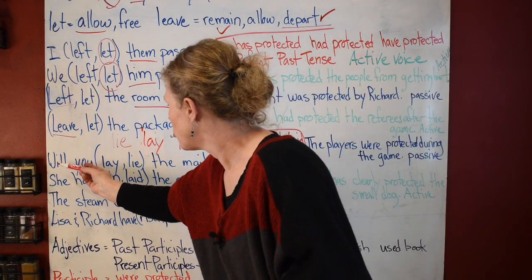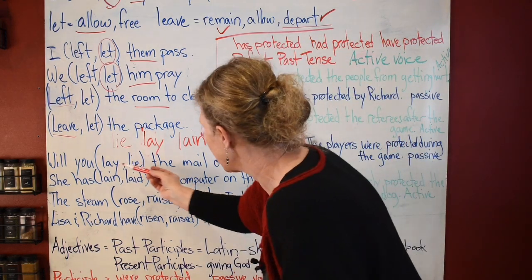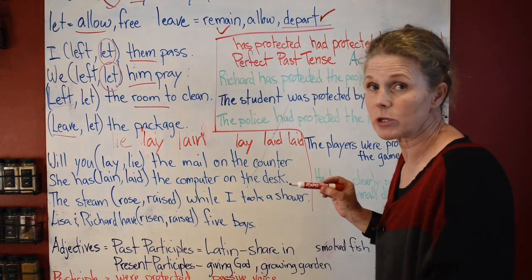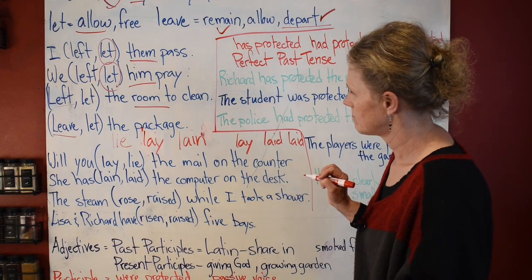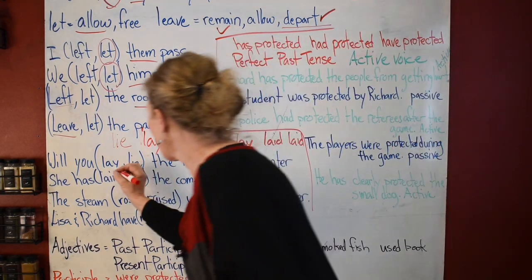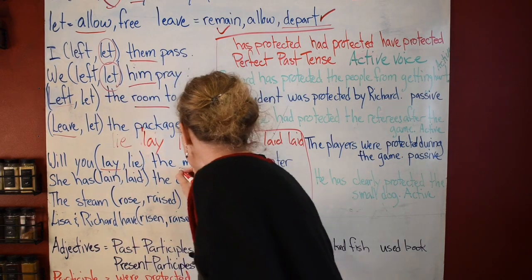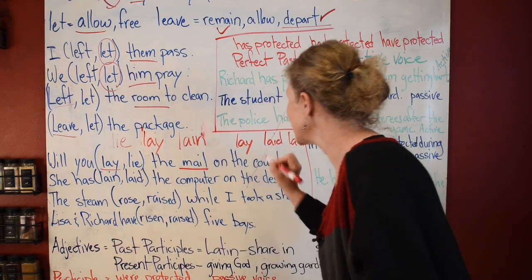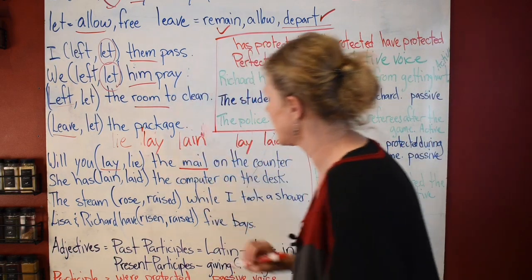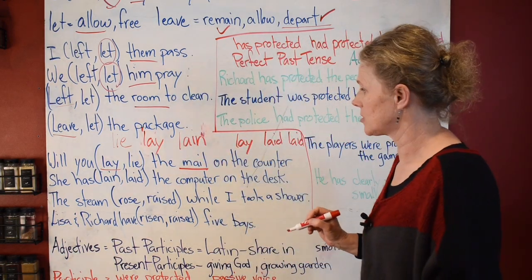So, will you lay or lie the mail on the counter? Which one are we going to do? Lay. We are going to do lay. It takes the direct object. That means we're using this lay, not this lay, because this lay does not take a direct object.